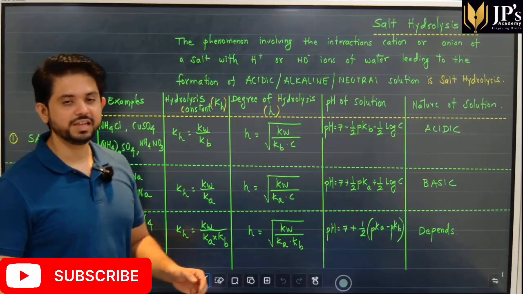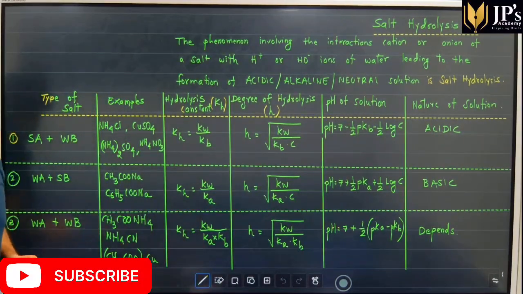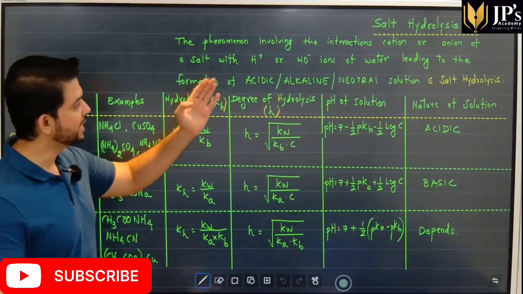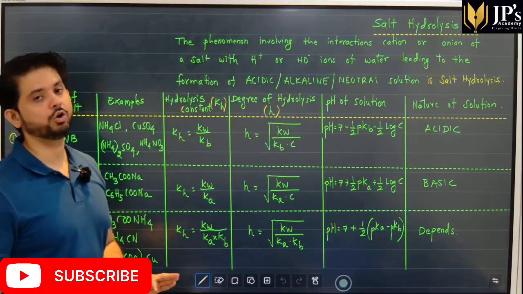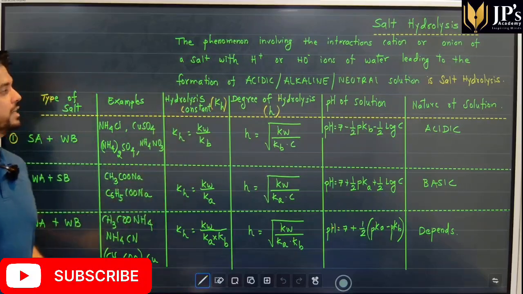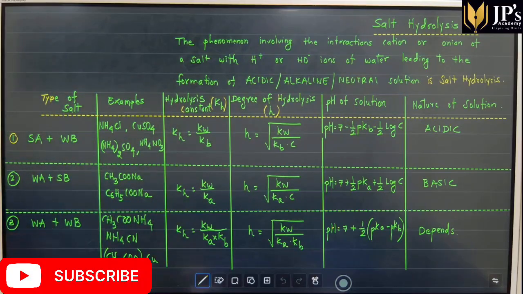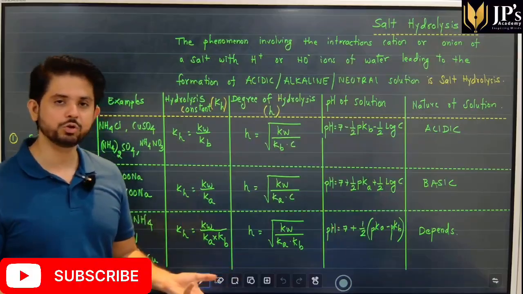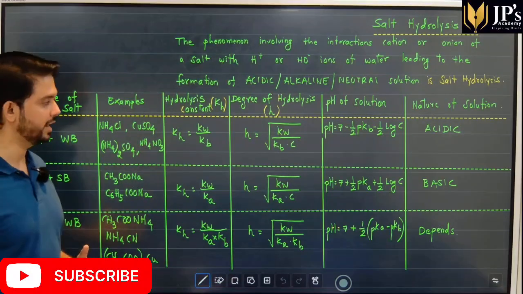Moving ahead, students, we have something called salt hydrolysis. So let's quickly understand what salt hydrolysis is. It is the phenomenon involving the interaction of the cation or anion of a salt with H plus or OH minus from water, which results in a solution that is either acidic, basic or neutral. Then it is called salt hydrolysis.